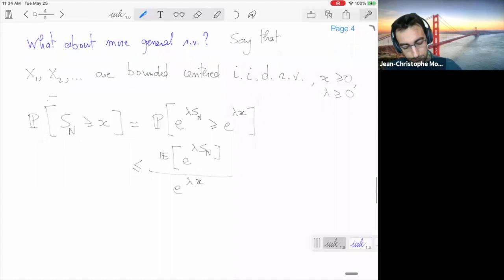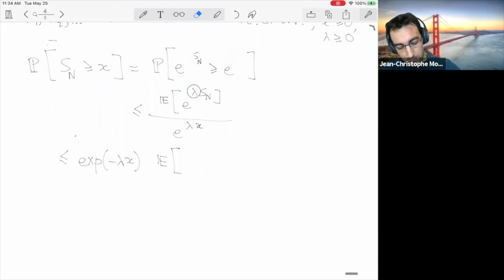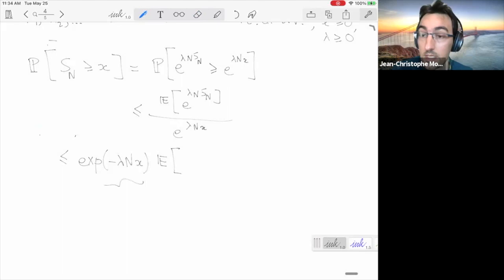And now I should remember the definition of Sn. So let me keep the exponential minus lambda x. And then, oh, I want to put an n. Sorry, I forgot. Let me insert an n in front here, because I want to see exponential decay, so it would be good for me to put an n here. Okay, so this makes me happy because I see exponential decay in n already. And hopefully I can do something with what's left.